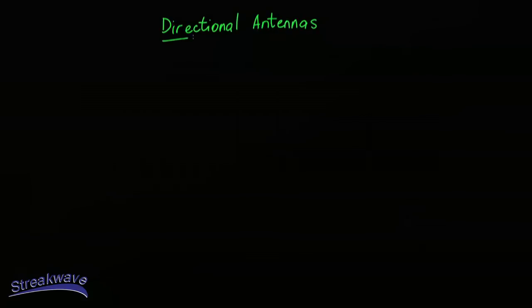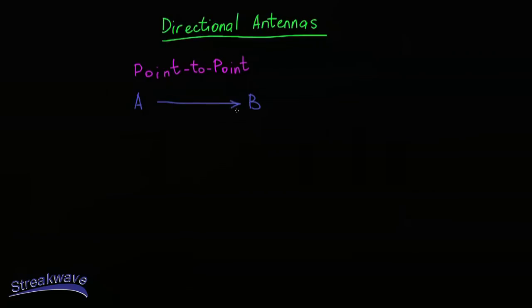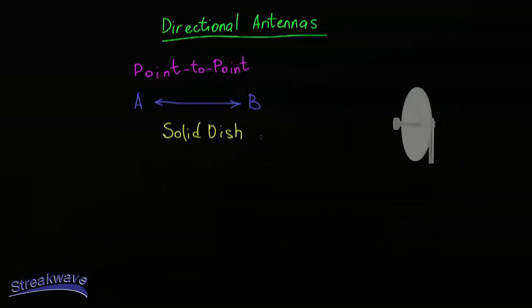We can further break down the antennas into a couple different categories. We can first start off with directional antennas. Directional antennas are great for point-to-point links. So when you have a link from A to B, it's nice to have a good directional antenna. Antennas are usually solid dish antennas, which go from 2 feet up to even 8 feet.